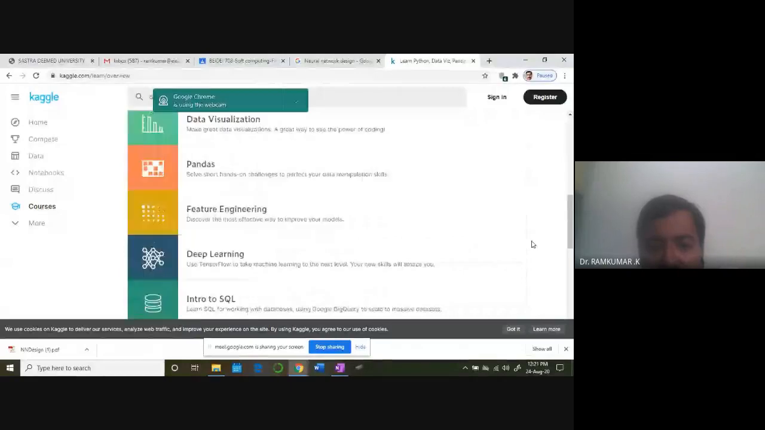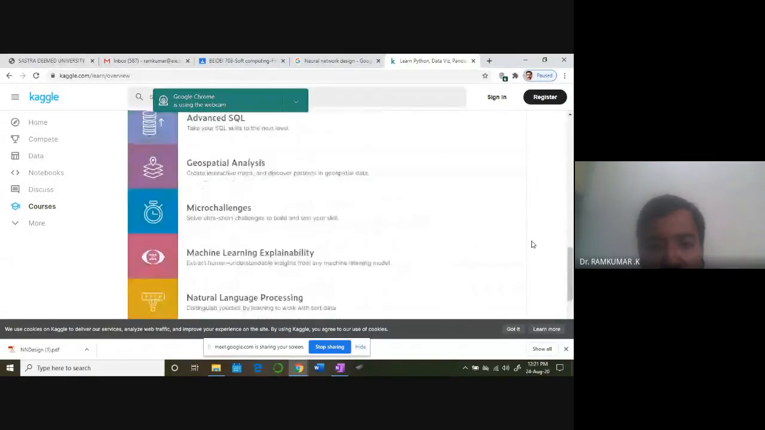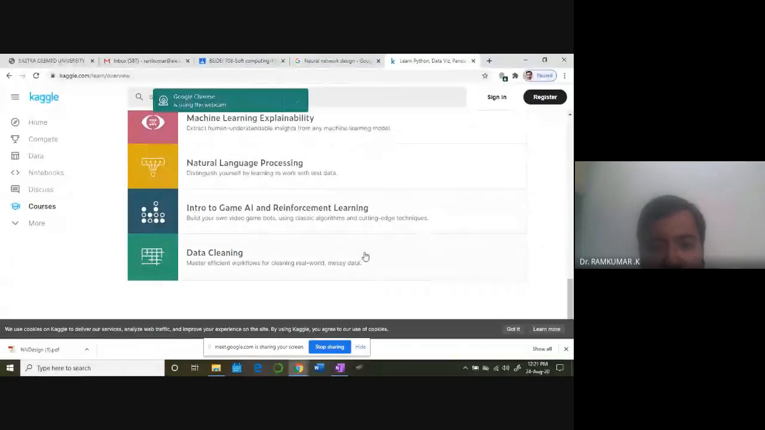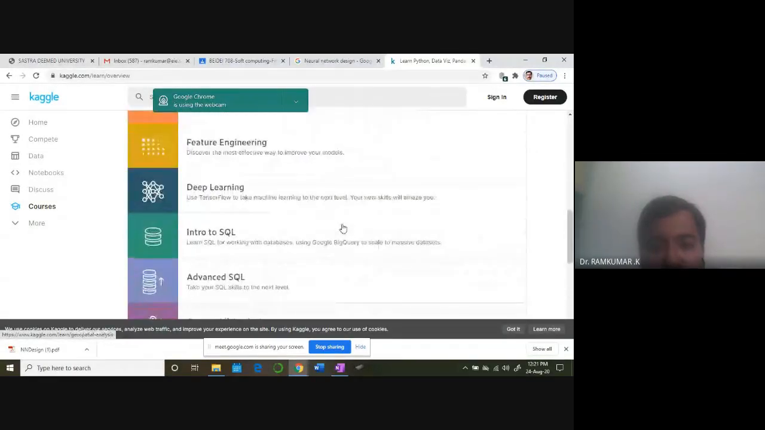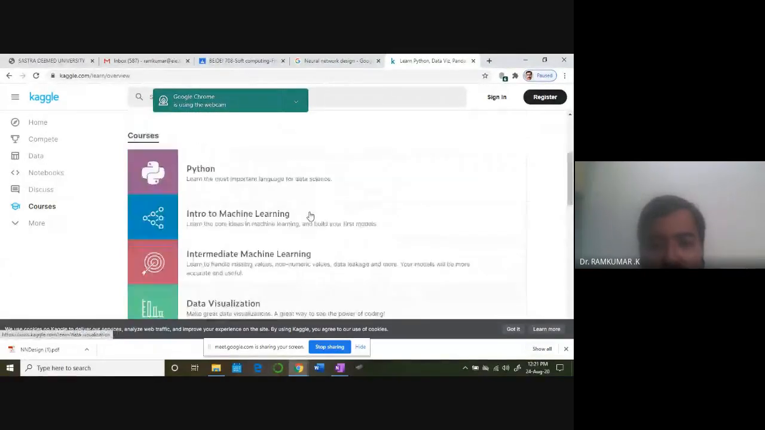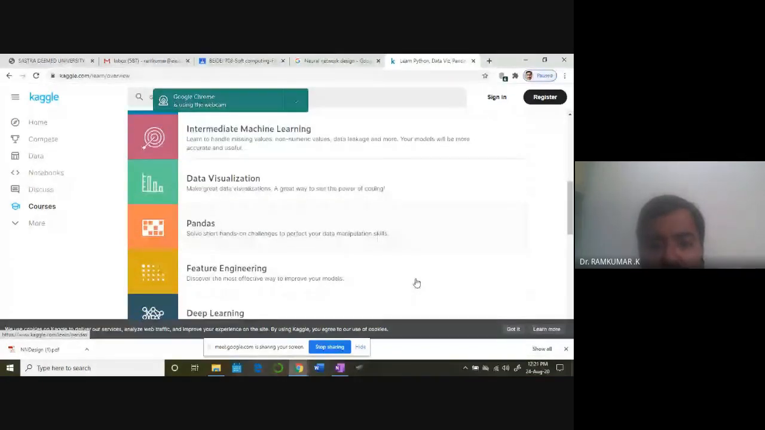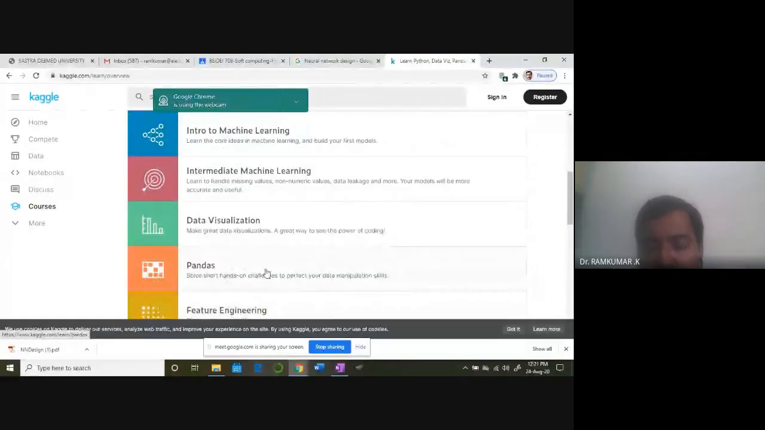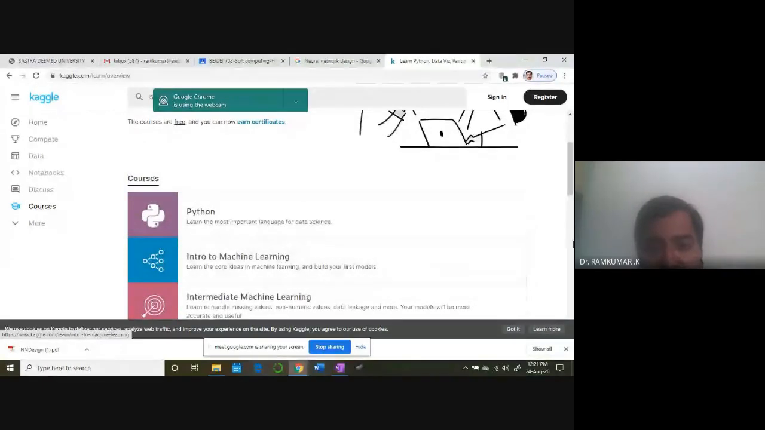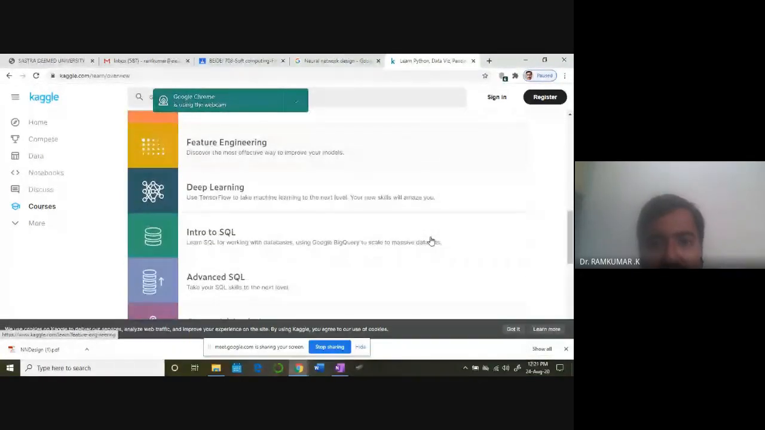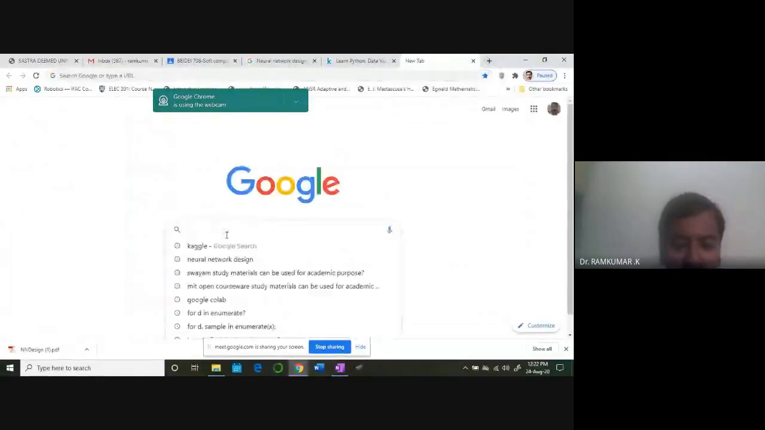Personally, I feel Kaggle is now gaining popularity. See here the kind of courses they are offering: data cleaning, machine learning explainability, geospatial problems and how you can apply machine learning to them, deep learning. Under Python, they are offering courses like Pandas. Pandas is for data analysis purposes. Data visualization through Matplotlib is there, which is a package in Python. Under introduction to machine learning, they use scikit-learn, I think. I already mentioned scikit-learn to you. Maybe you can go through it and get a feel of all this.